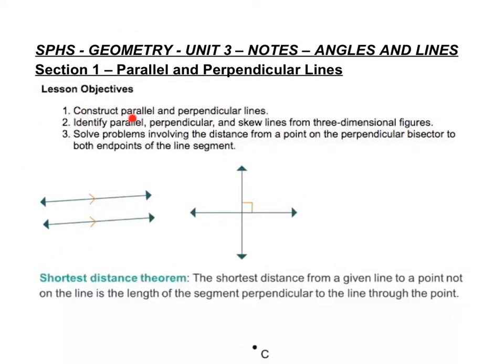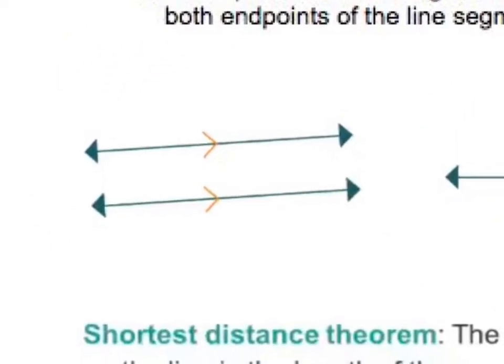We want to be able to construct parallel and perpendicular lines. We want to identify whether lines are parallel, perpendicular, or skew from a three-dimensional figure. And we want to solve problems involving both distance and from a point on a perpendicular bisector to both endpoints of the line segment. So the first thing I want to do is quickly review what kind of lines these are.